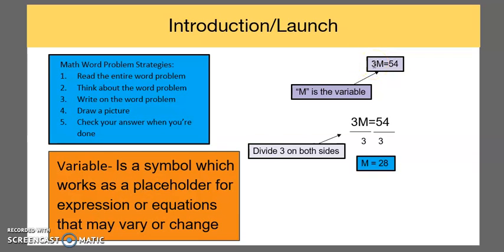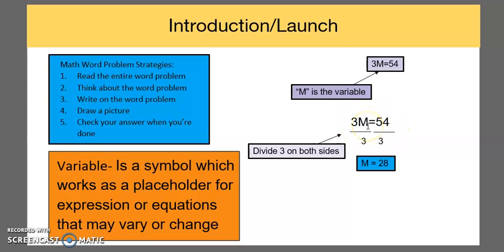We can show them different letters. Here I use the letter M, and we see that 3M is equal to 54. We can elaborate and say M is a variable, it is a letter, and when working through the problem, we want to allow students to think about completing the inverse operation to get the variable by itself.